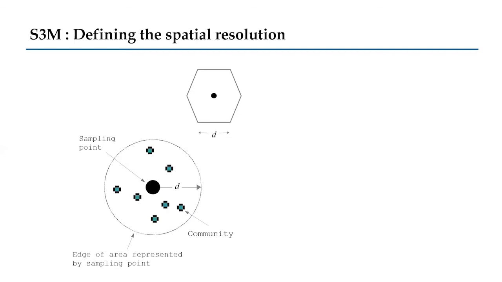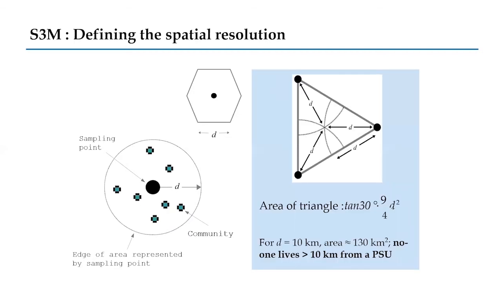Let's have a look at, if you press the down arrow, you should see another tile there. So here, the area of the triangle is, and that's the formula for the area of an equilateral triangle. And so if D was 10 kilometers, then the area of the tile is 130 square kilometers, and nobody lives more than 10 kilometers from a primary sampling unit. And I think that's a reasonable thing to say, that homogeneity, nobody lives more than 10 kilometers away from a sampling unit, is a reasonable rule.